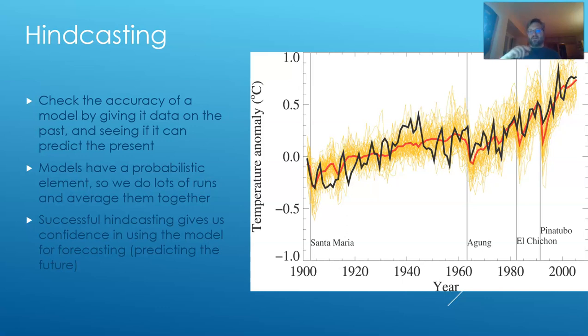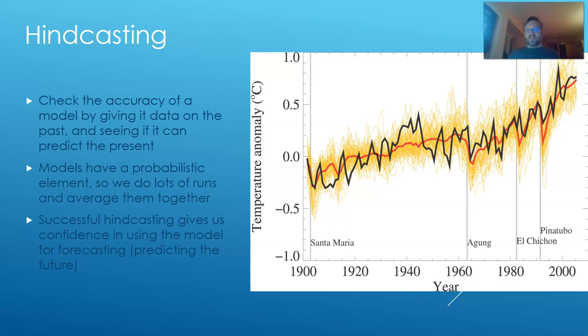Then all of the really skinny little orange lines are individual model runs. So these models all have a probabilistic element. Right? There's an element of chance or randomness in them because that's how our climate system works. There's an element of chance or randomness to those natural processes. So what we do is, rather than just running the model once and taking that as the result, we run the model many, many, many times, hundreds of times.